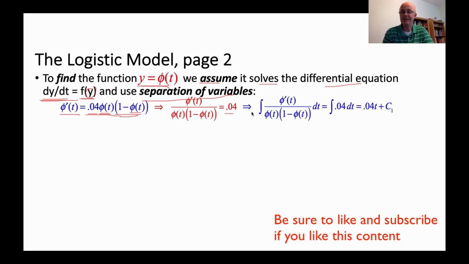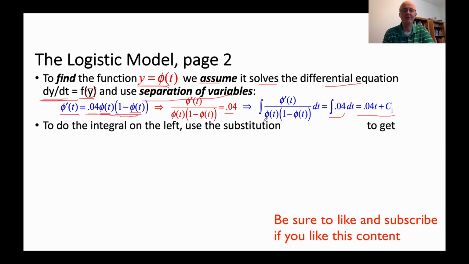The right-hand side is easy to integrate. To integrate 0.04, you're going to get 0.04t plus some arbitrary constant. I'm going to call it c1. The left-hand side certainly looks harder to integrate, though. How in the world are we going to integrate that?